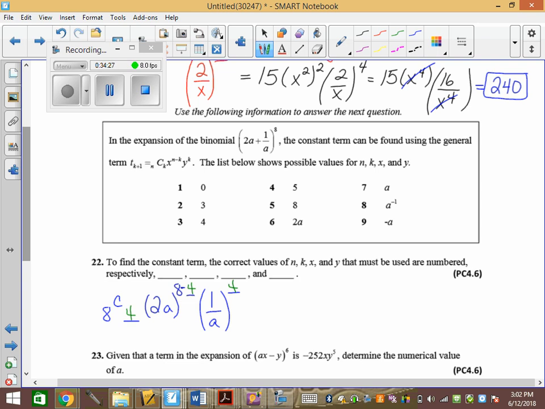So what is my n? Because that comes first. N is 8. 8 is what reference number? 5. K is what? 4. And 4 is reference number 3. X is? Yep. X is 2a, which is reference number. And then y is a to the negative 1, because 1 over a is just a to the negative 1, which is 8.